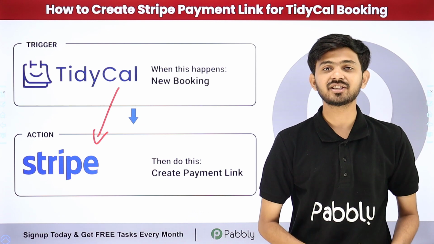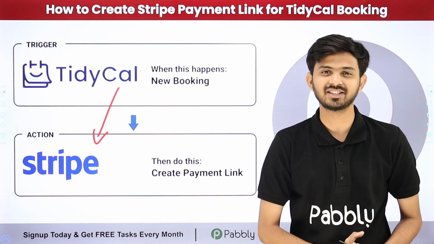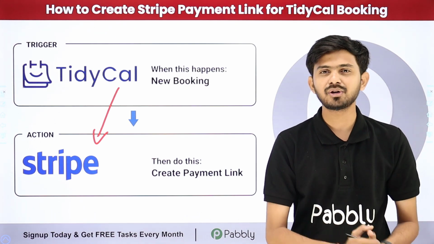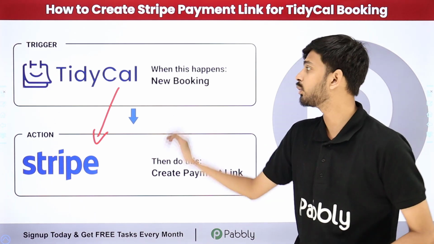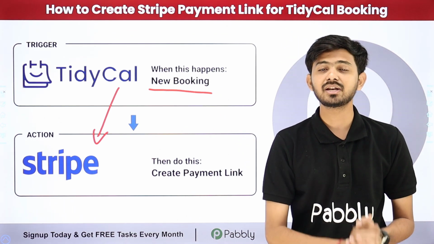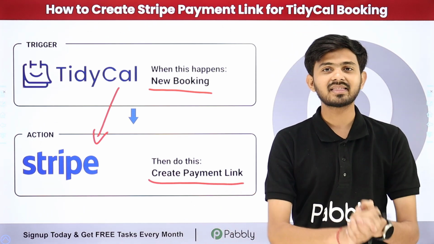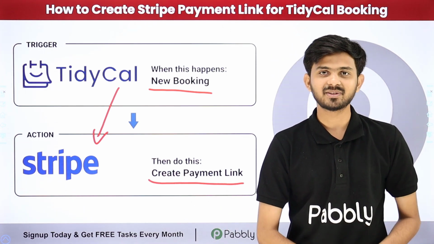For building this connection, I'm going to use Pabbly Connect, which is an amazing software for automation and integration. Now with Pabbly Connect, whenever I receive a new booking for my event through TidyCal, then automatically by using those booking details, I'm going to create a new payment link in Stripe. So how am I going to build this connection? For that, let me take you to my computer screen.